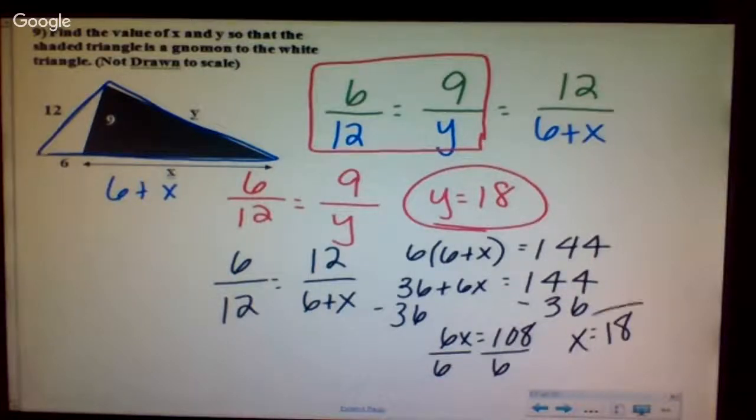Okay? How does that work? How can we have both of those 18? But watch. This is 18, because that's Y. This is right. 6 plus 18, which makes this side 24.